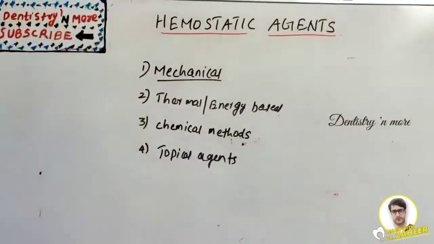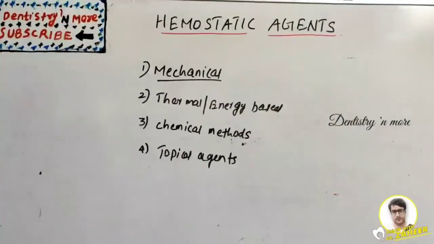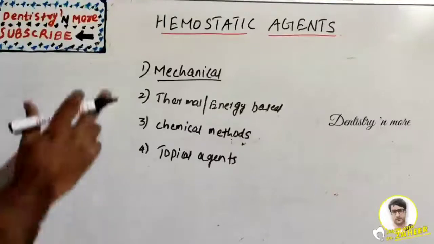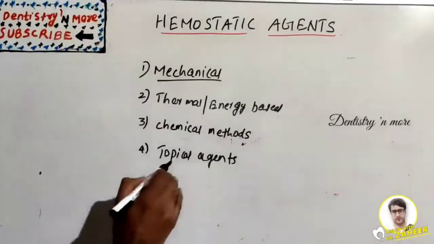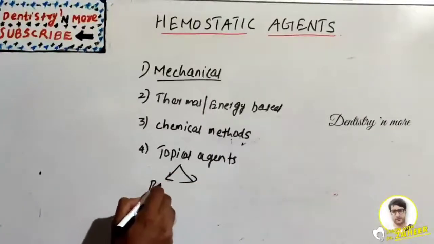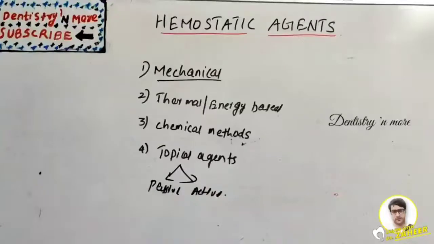There are various mechanisms by which the bleeding can be stopped. The methods we can apply are classified as mechanical methods, thermal or energy based methods, chemical methods, and also topical hemostatic agents, which can again be classified as passive and active agents. So let's learn the process of hemostasis and hemostatic agents.